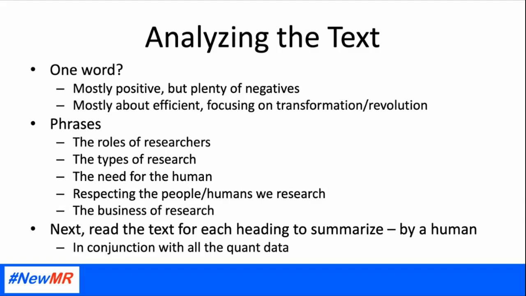I then started looking at the longer text to get some phrases, and we can see there is a conversation to be had about the roles of researchers. There are conversations about the type of research we will do, the need for the human in that process, but also respecting the people and humans we research, and some stuff about the business of research. How is it going to be done? And I would take those next if I had finished the data collection, which actually won't finish until this coming weekend, and go to each of those headings and read them through.